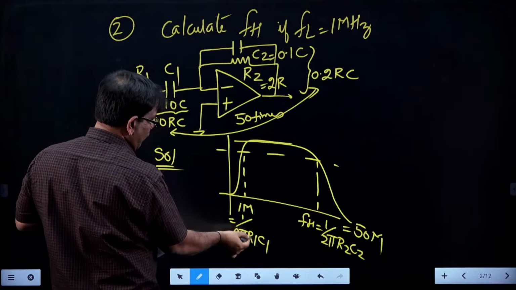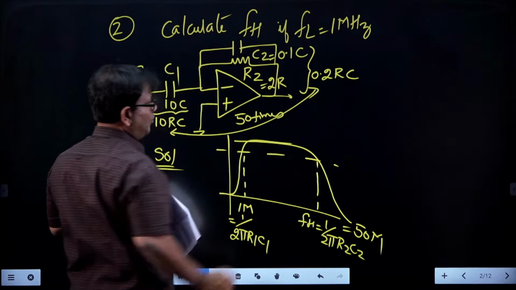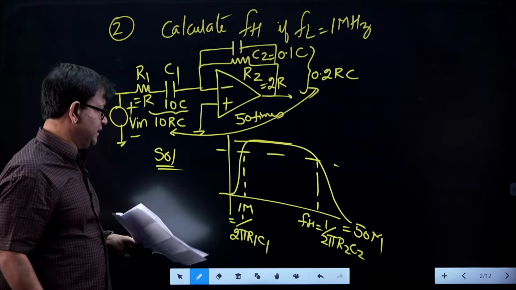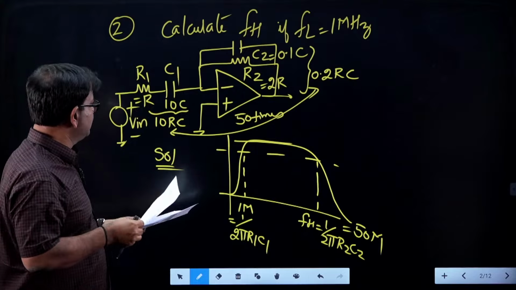This is 1 mega, for 1 mega the value is 10 RC. Now, you want 0.2 RC, so it is 50 times less. So, obviously, the upper cutoff frequency should be 50 times more. So, this is the second solution.